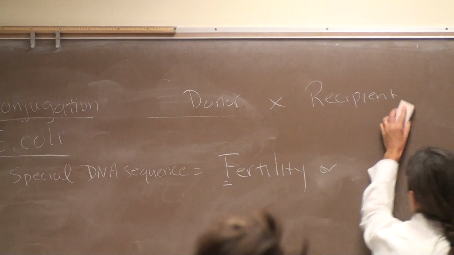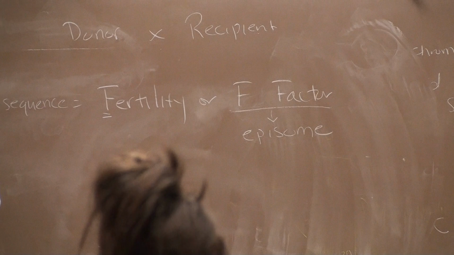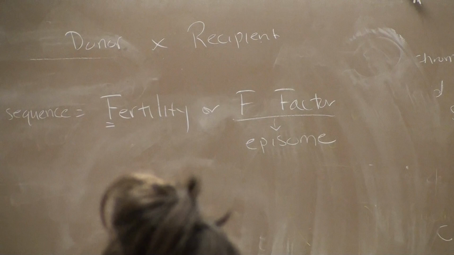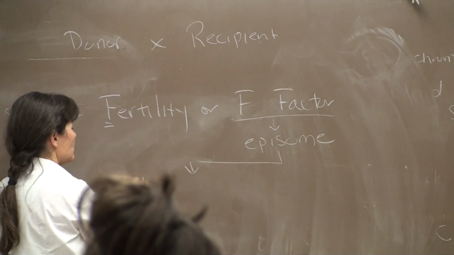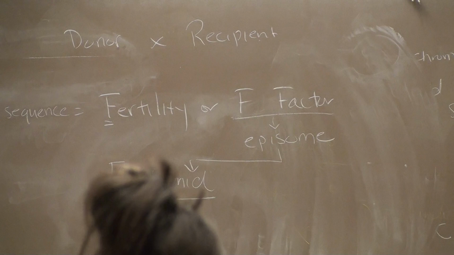Now it turns out the F factor is what's known as an episome. And an episome is a DNA sequence that can either exist independently outside of a chromosome, or it can integrate into a chromosome. Okay? So the F factor can either circularize and turn into a plasmid called the F plasmid. E. coli that carry an F plasmid are called F plus.